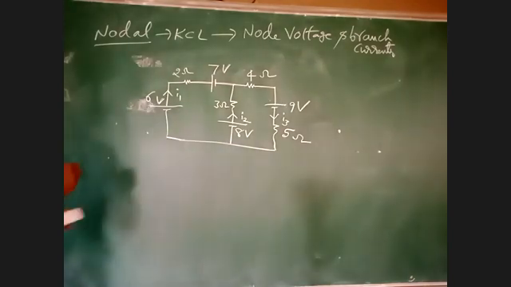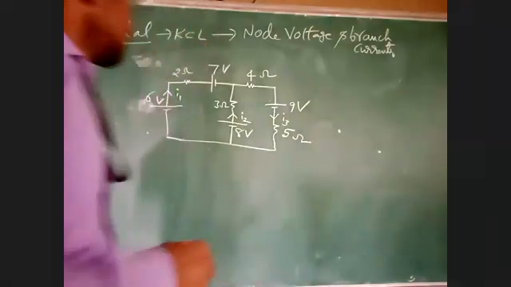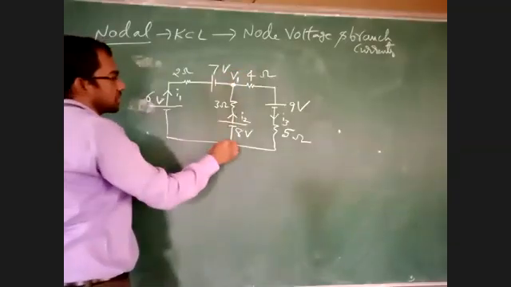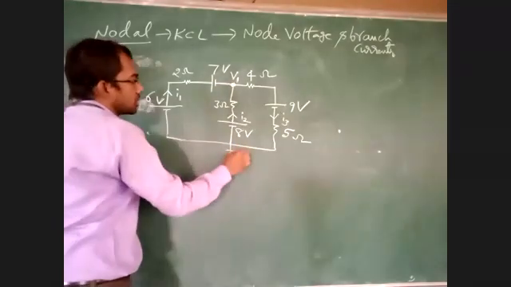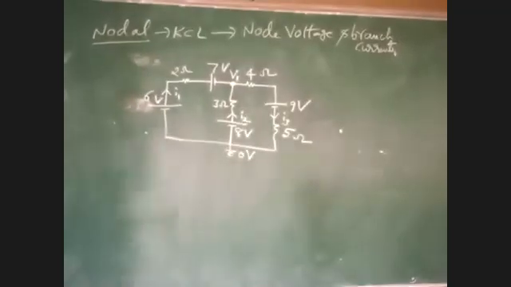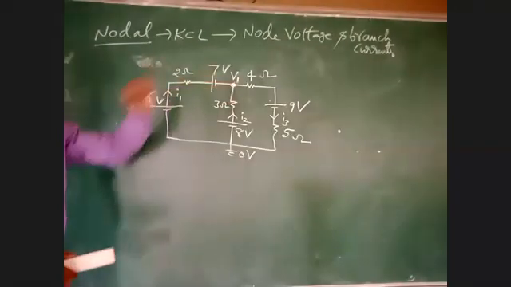So how many nodes are there? One node. This is the node. Let us assume the voltage at this node is V1. Another node is that. Only one node is there. Now I have to determine this load voltage.